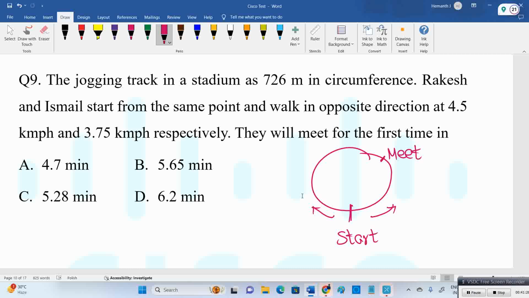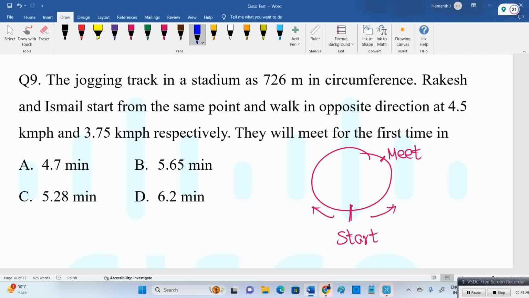Distance: together they are traveling. The distance they travel together, they are covering together, right? 726 meters. Circumference means that only.